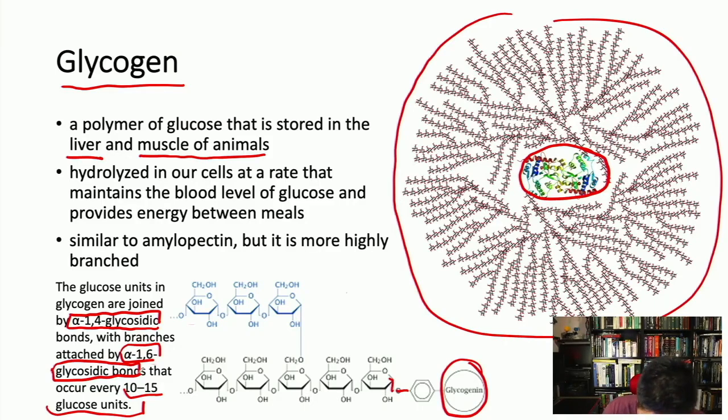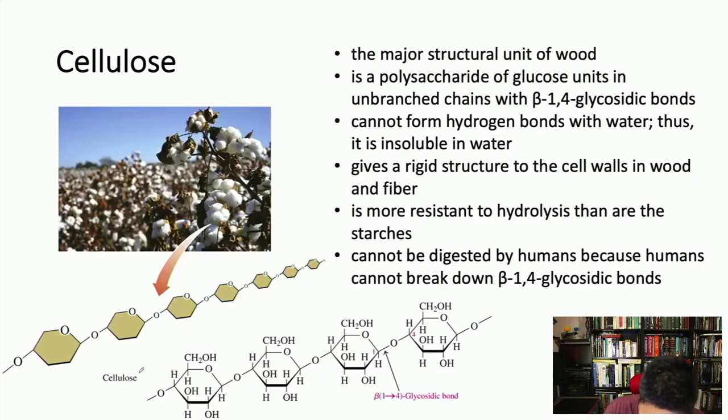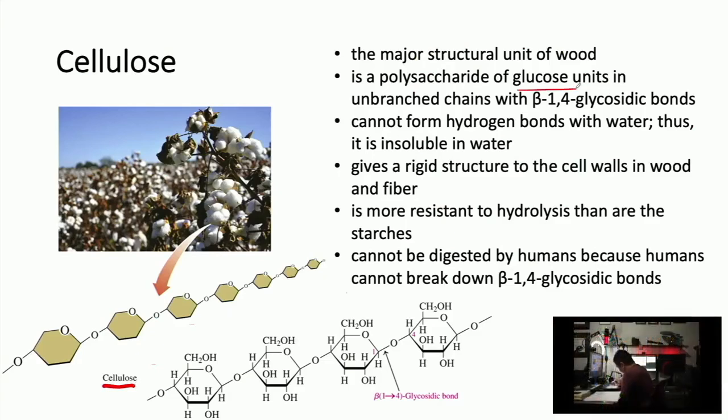We have one more polysaccharide to talk about, which is cellulose. Cellulose is also made of glucose units, right? Except that they're linked together with a beta-1,4 glycosidic bond, right? Not an alpha. Now, plants don't use cellulose for storage. It's actually structural. It's actually made for the cell walls of wood fiber and plant cells and such like that.